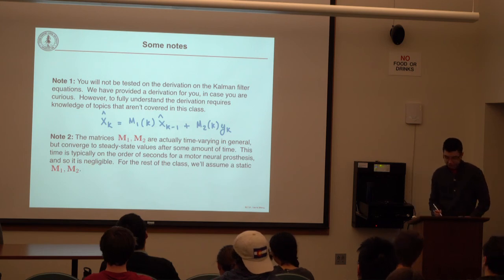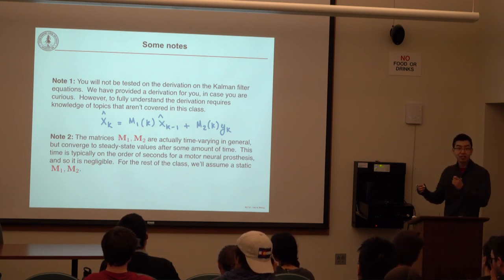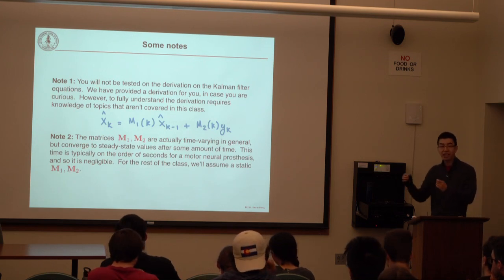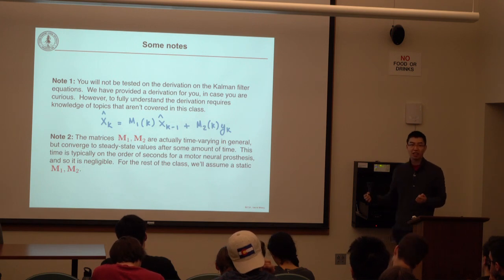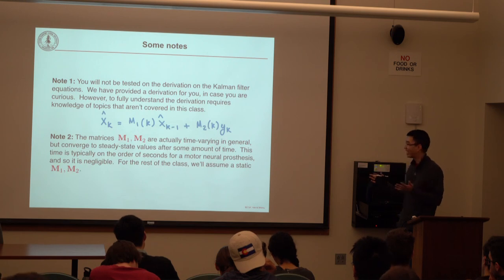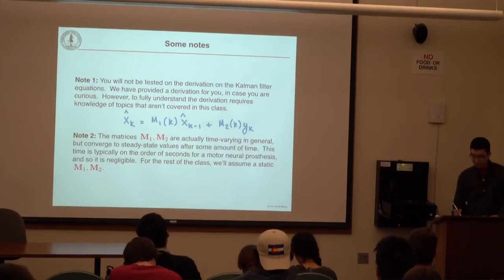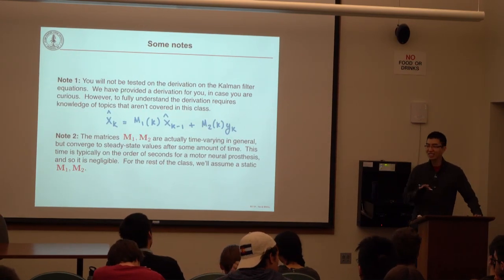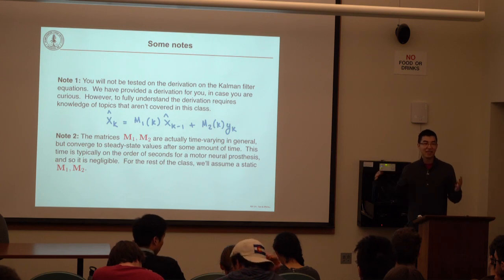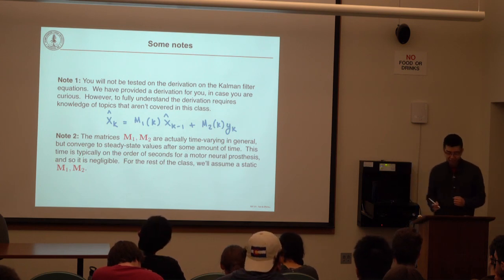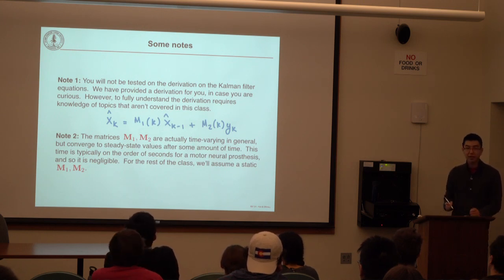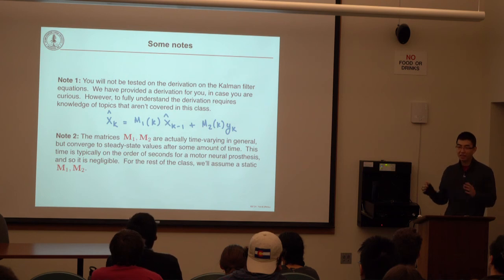However, even though it's time varying, these m1s and these m2s converge to a steady state value after some amount of time. Now, depending on your application, this convergence might be quite slow. But for neural prostheses, which is what we're going to be using our Kalman filters for the rest of this class, this convergence occurs on the order of seconds. And when we have the monkey controlling these cursors, he's controlling it for tens of minutes to hours, far longer than seconds. And so you would only have a discrepancy from this time varying assumption within the first seconds of decoding. But then after that, they would converge to steady state values.